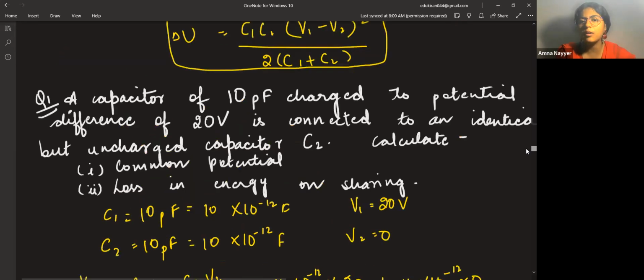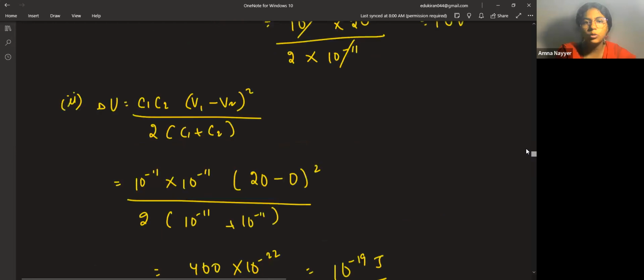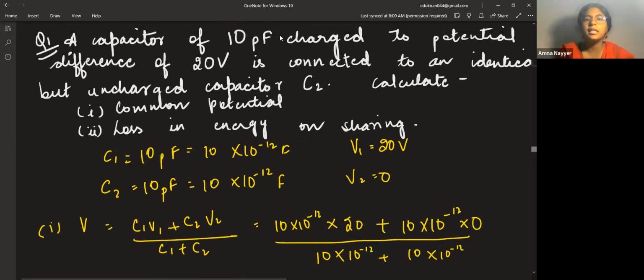Now we'll start with series and parallel combination of the circuits. Note down the question first, write down the solution. Any doubts you have, let me know.